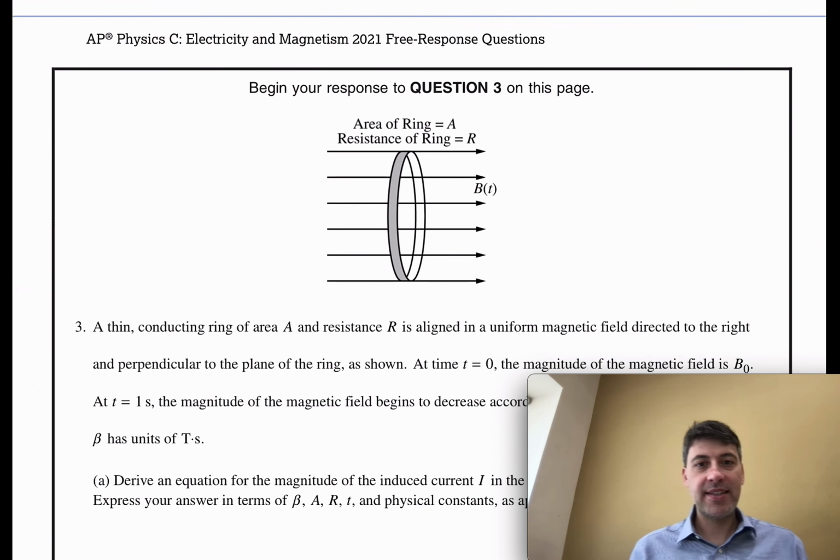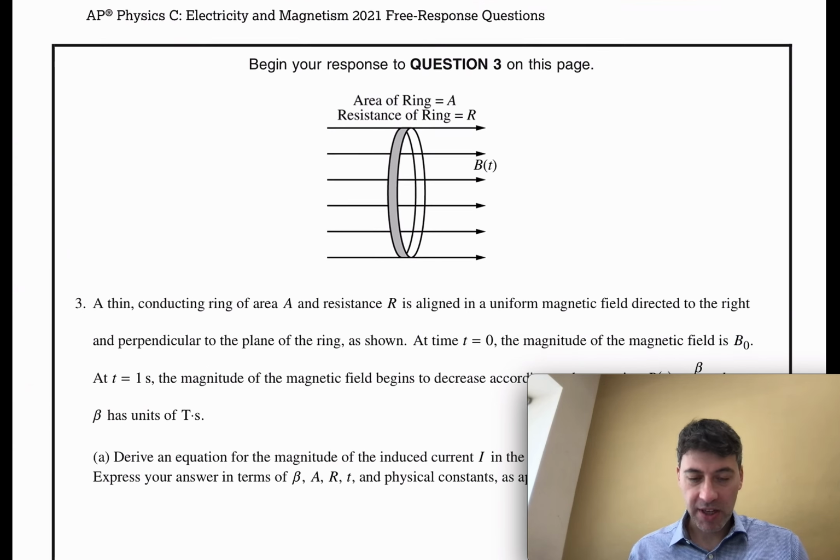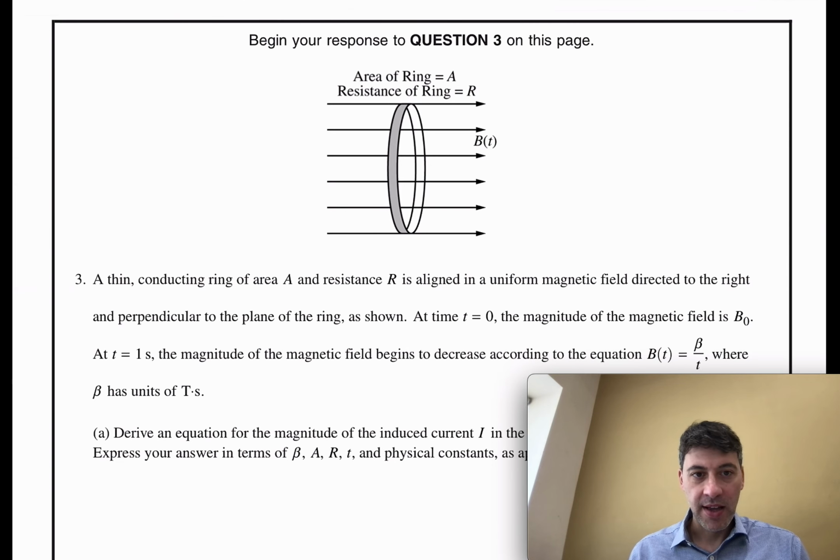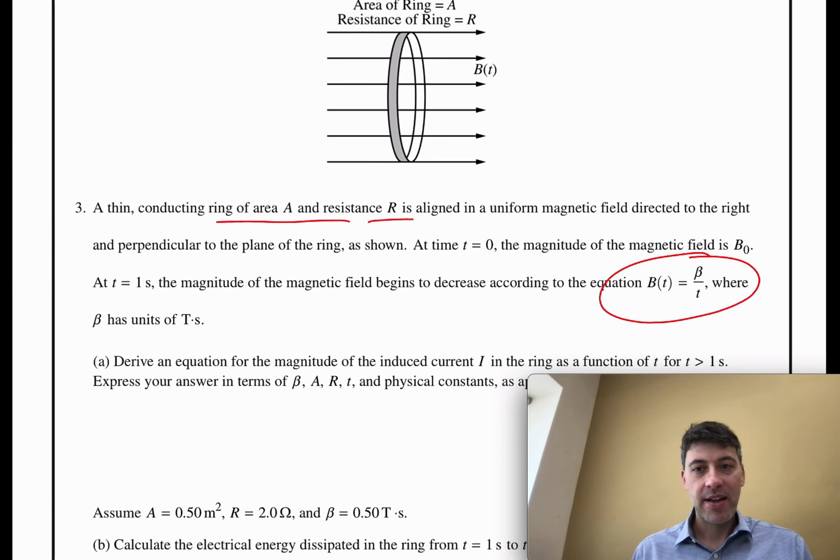Alright, and here is question 3, where we see a ring and a magnetic field. Now what I guess is that the ring will be rotating or the magnetic field will be changing, so we're talking about a problem with electromagnetic induction. Let's see what we know. We have the ring of area A, resistance R, and the magnetic field varies with time.